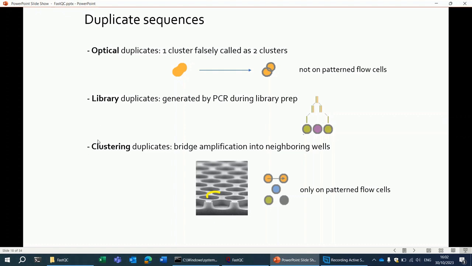Or duplicates can be clustering duplicates, and this only happens on patterned flow cells. So in patterned flow cells, you have these little wells here. So long fragments can form bridges to neighboring wells. So these wells will contain ultimately the same fragment from the library, and it will be sequenced multiple times.